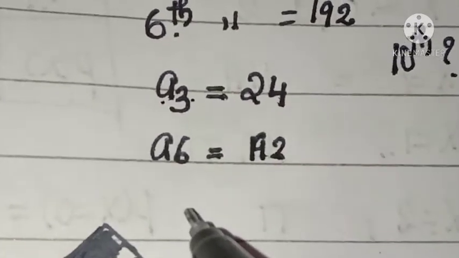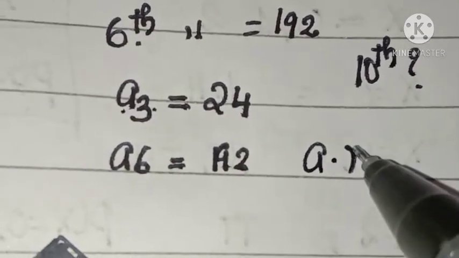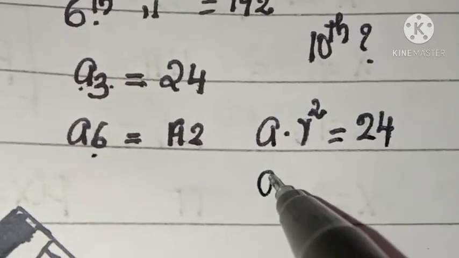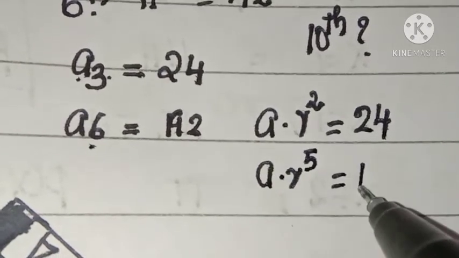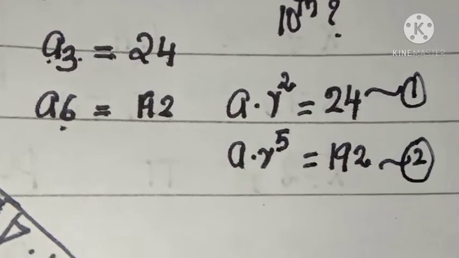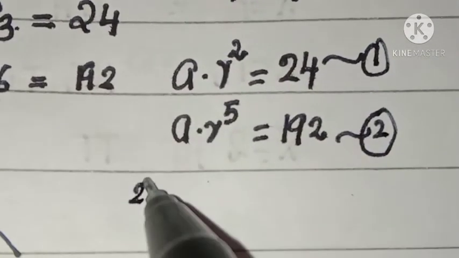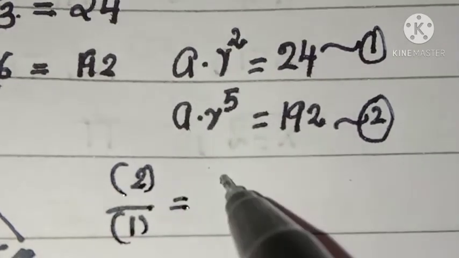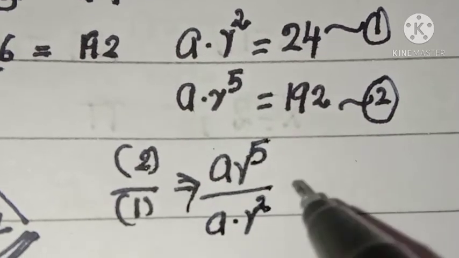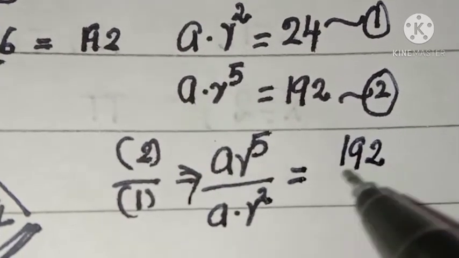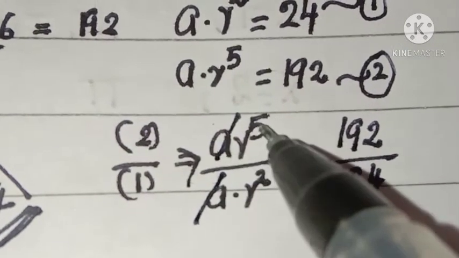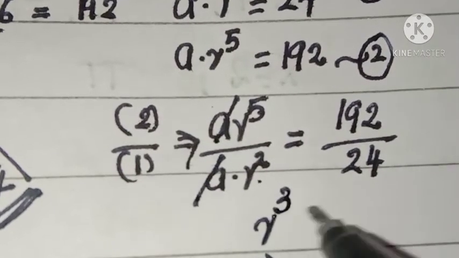So A3 can be written as A into r raised to 2, that is 24. Now A6 is A into r raised to 5, that is 192. Put these as equation number 1 and equation number 2. Divide equation 2 by equation 1. So this is A into r raised to 5 by A into r raised to 2 equal to 192 by 24. Here we can cancel this A. R raised to 5 by r raised to 2 is r raised to 3.